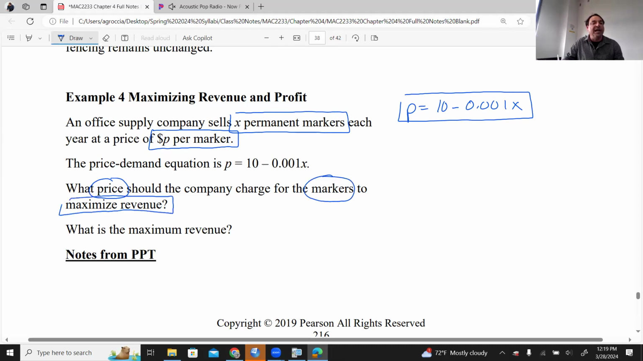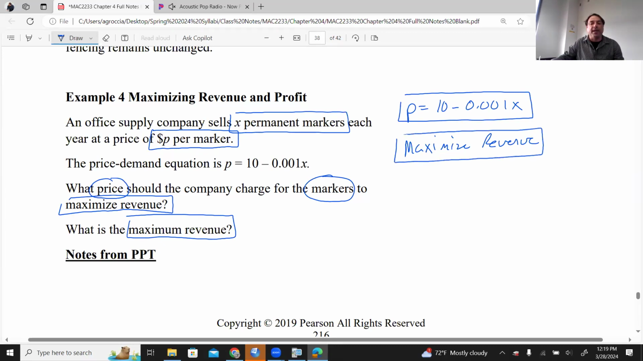You'll notice I keep emphasizing what I'm looking for. The goal for this one is to maximize revenue. Now let's be very clear. The equation that's given, p equals 10 minus 0.001x, is that revenue?